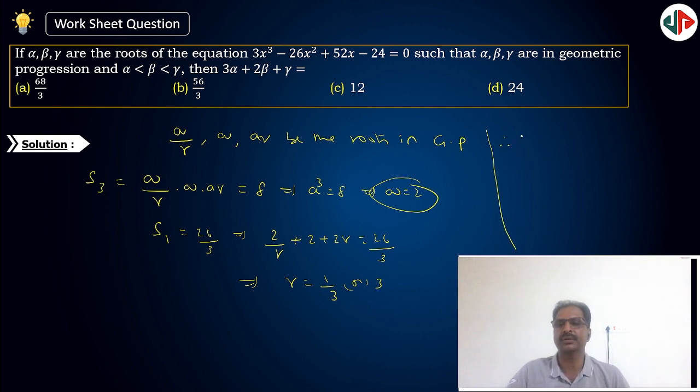Therefore, what are the three roots? Given that alpha is less than beta less than gamma. So if you take r as 3, then what are the roots? A by r is 2 by 3, beta is 2, gamma is a into r, 6. Then 3 alpha plus 2 beta plus gamma is equal to.